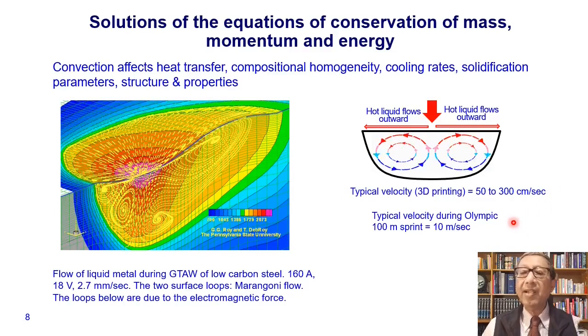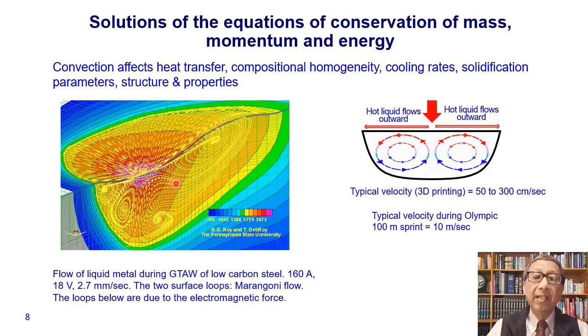And this compares with the Olympic 100-meter sprint velocity, which is typically about 10 meters per second. So the velocity is lower than the 100-meter sprint in the Olympics, but is considerable in terms of its ability to transport heat from the middle of the pool to the rim, and having a temperature distribution that we see here for a gas tungsten arc welding pool, where these dashed lines show the path of movement of the liquid metal and the colors show the temperature field.